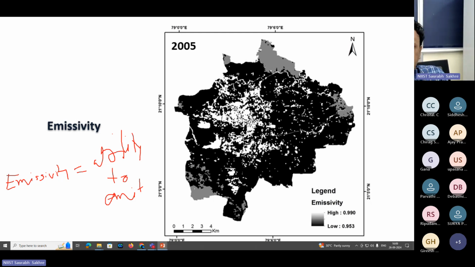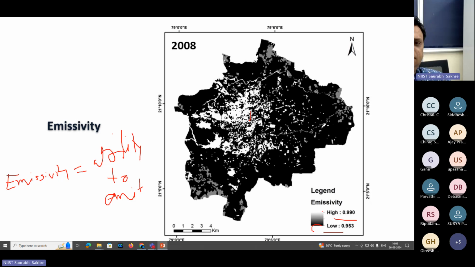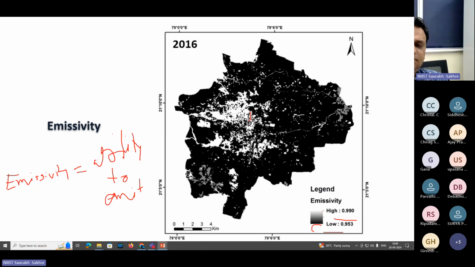So we have constructed emissivity maps using the emissivity formula. You can see here the dark black is low emissivity, white is high emissivity. High emissivity means it will not retain the temperature and it will release the temperature. So this is the emissivity of 2005. This is 2008, this is 2010 and this is 2016.